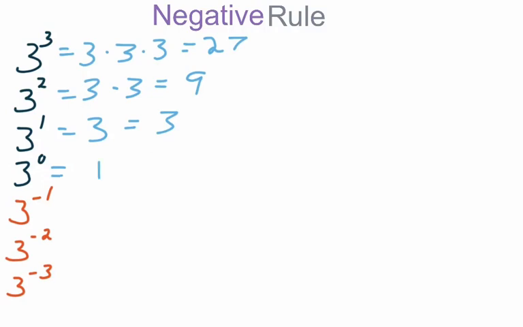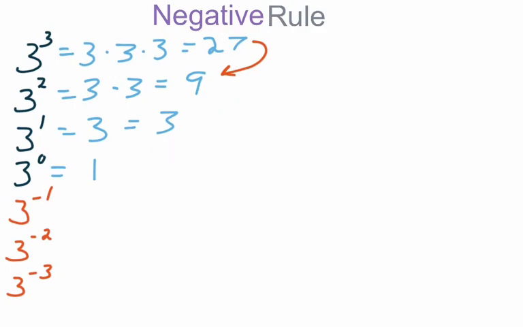Anything to the 0 power is just 1. All right, so we've basically gone from 27 to 9 to 3 to 1. If you think about that, we're basically dividing by 3 each time. 27 divided by 3 is 9. 9 divided by 3 is 3, and 3 divided by 3 is 1. All right, well, how does that help us?